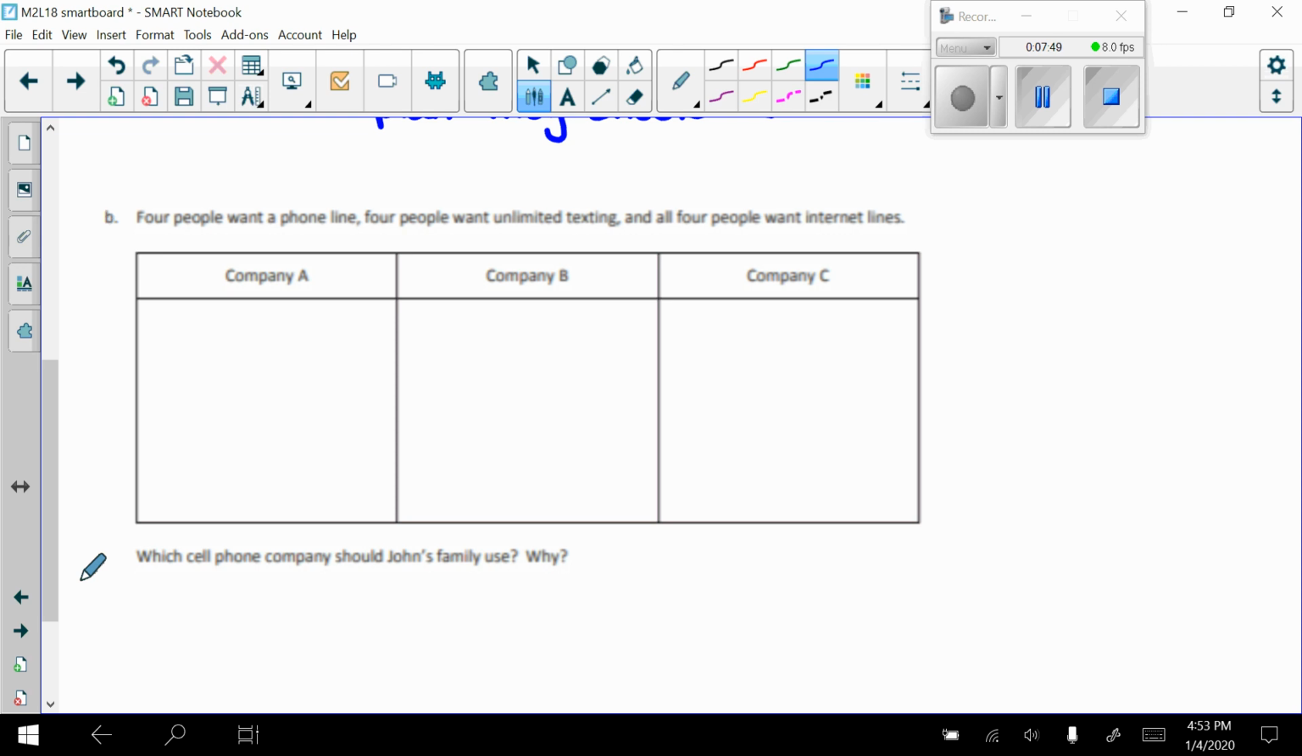Problem B, 4 people, it's the same 3 companies. John's family's been talking, and they decide that 4 people want the phone line, 4 people want unlimited texting, and all 4 people want internet lines. So I'd like you to pause the video and see if company B is still the better plan, the better company, and if not, which company should they go with?